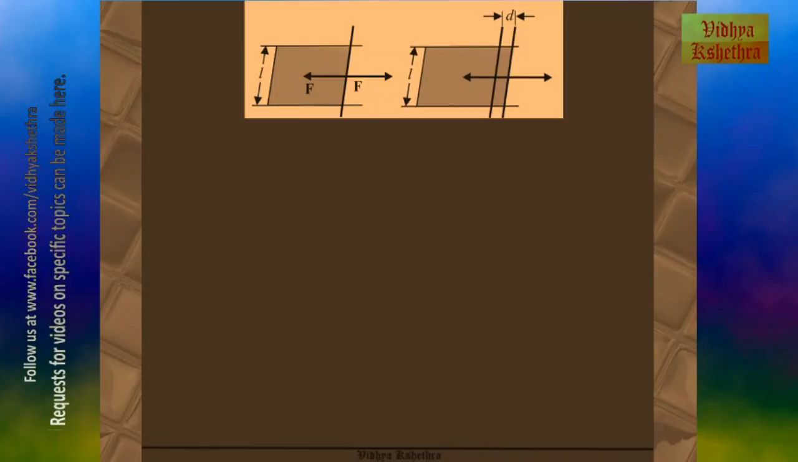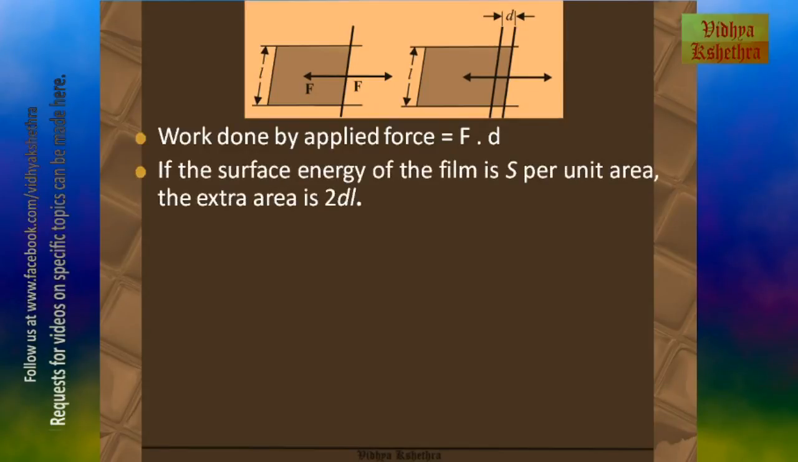Now we shall take the case of a thin liquid film ending in a bar which is free to move between two parallel guides. Now consider that a force F is applied on the bar and the bar moves a distance d. Then the work done by the applied force is given by force times displacement. If the surface energy of the film is S per unit area, the extra area is 2dl.